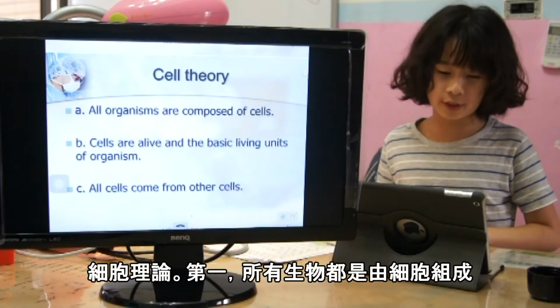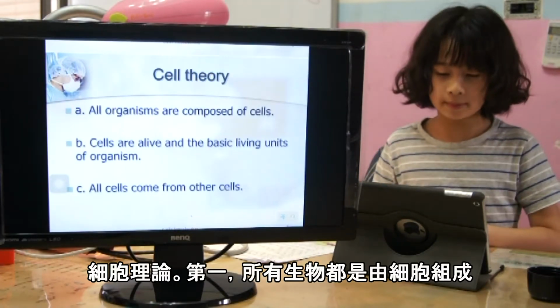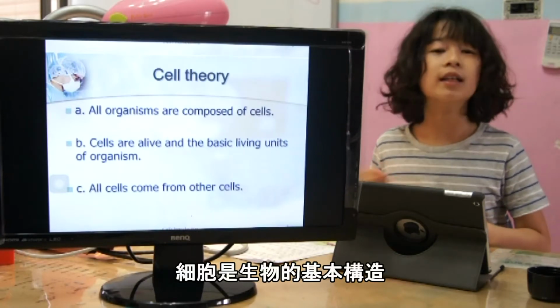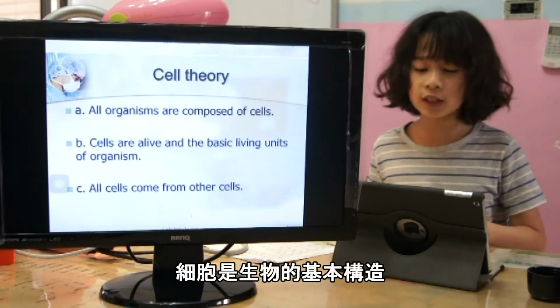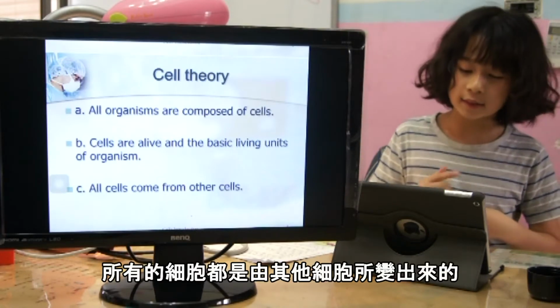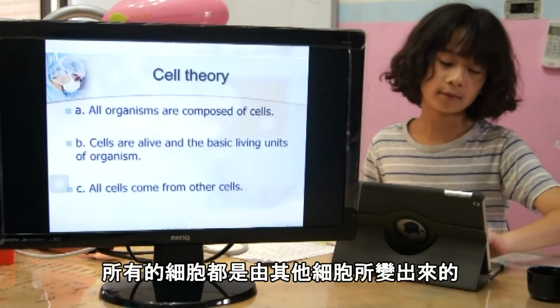The cell theory. A. All organisms are composed of cells. B. Cells are alive and a basic unit of living things, or you can say organisms. And all cells come from other cells.